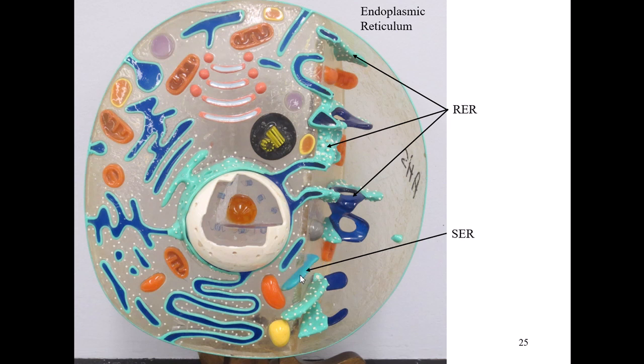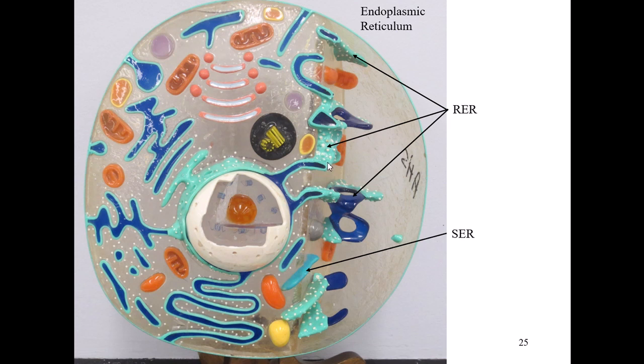Down over here, notice this endoplasmic reticulum does not have ribosomes on it. This is known as smooth ER, because it has more of a smooth appearance. Since it doesn't have ribosomes, the smooth ER is not going to be able to make proteins. So rough ER is going to have ribosomes.